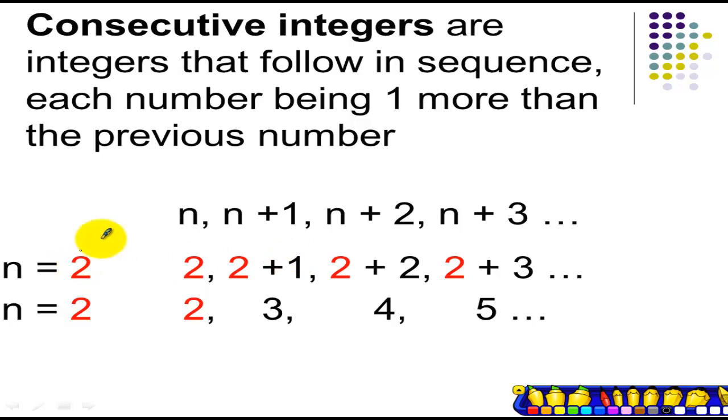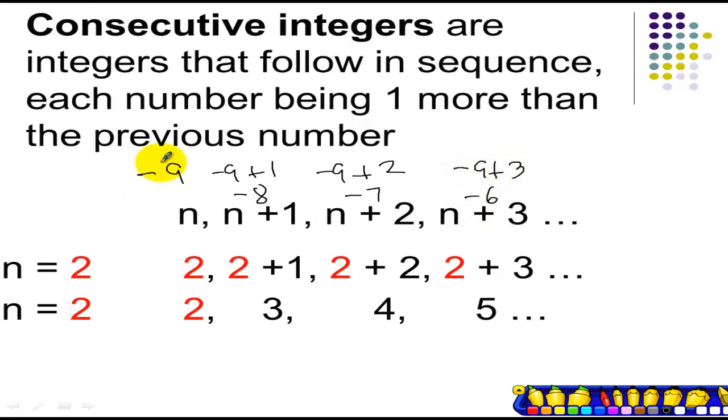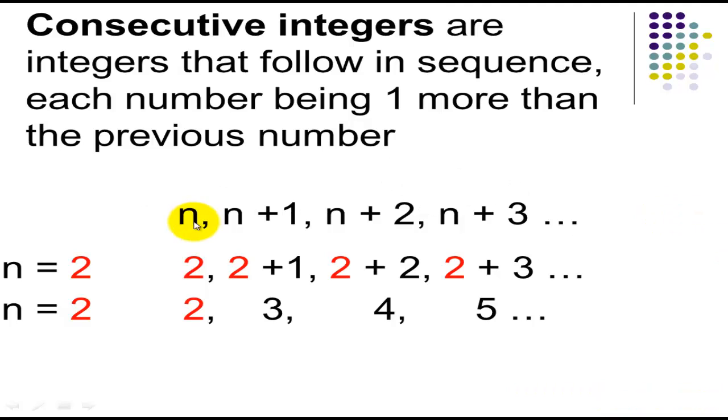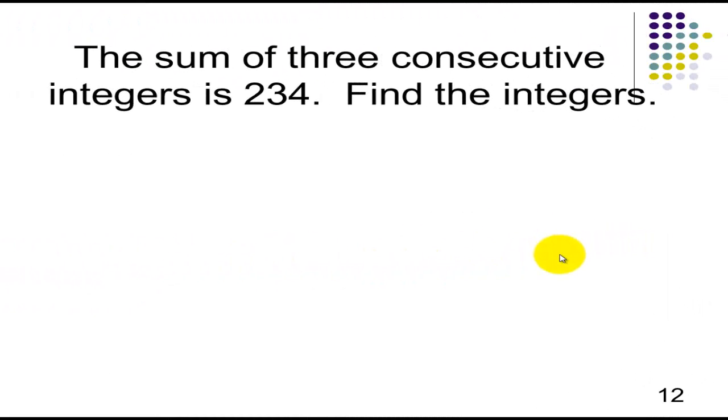So if your integer is, let's say, negative 9, the next integer will be negative 9 plus 1, which is negative 8. Negative 9 plus 2, which is equal to negative 7. Negative 9 plus 3 is equal to negative 6. So negative 9, negative 8, negative 7, negative 6 will be your consecutive integers. So n plus 1, n plus 2, n plus 3, and so on and so forth will be the expression that we are going to use to represent consecutive integers. Okay, let's have our first example.